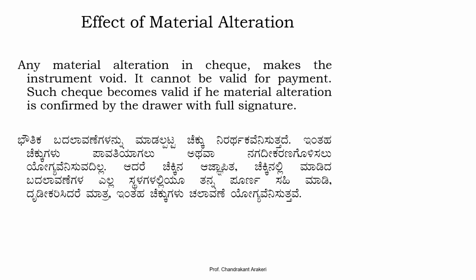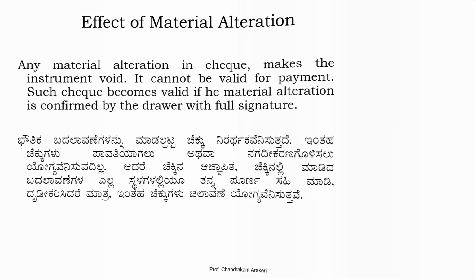Effect of material alteration. Any material alteration in the check makes the instrument void. It cannot be valid for payment. Such a check becomes valid if the material alteration is confirmed by the drawer with a full signature. What is the effect of material alteration? Very simple. Any material alteration made on the face of the check must be certified or confirmed by the drawer with full signature. Otherwise, the banker is not going to honor the check.